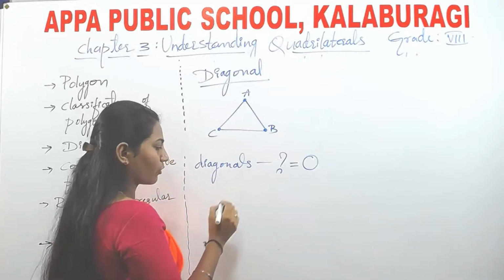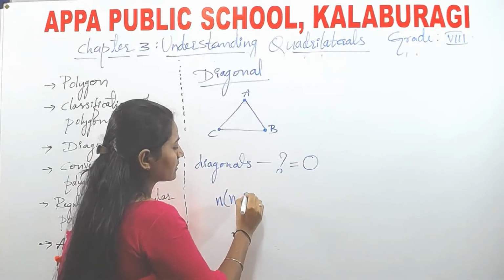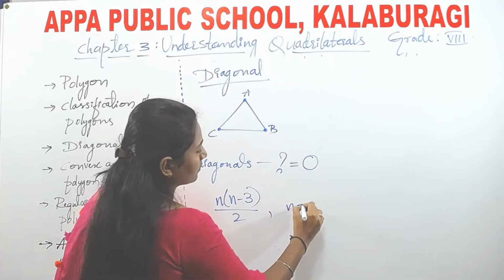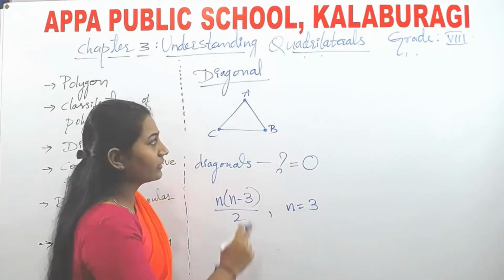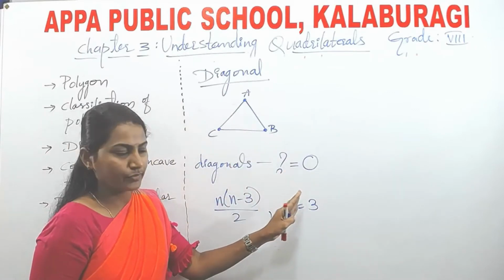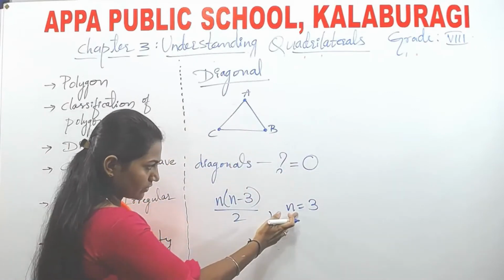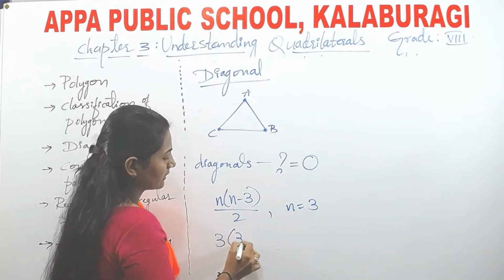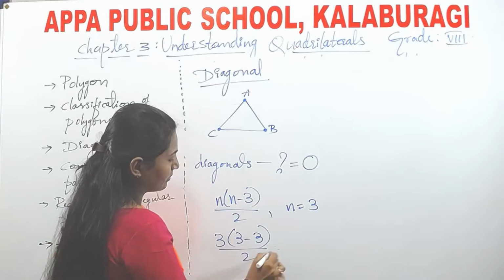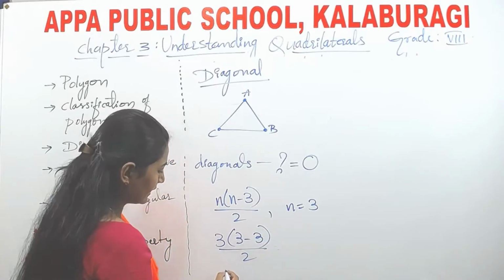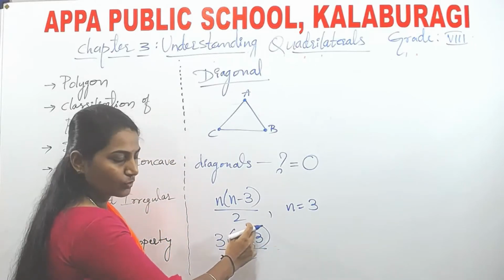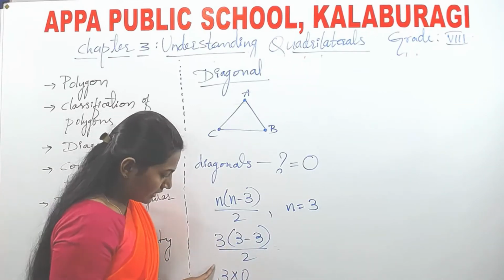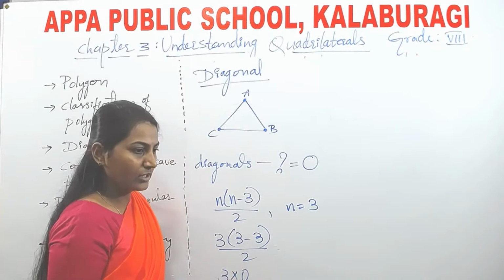Also, if you take the formula n times n minus 3 divided by 2, where n is equal to 3 for a triangle, with 3 vertices or 3 sides, substitute the value of n in this formula: 3 times 3 minus 3 divided by 2. So 3 times 3 minus 3 would be 0 divided by 2. What happens? 3 multiplied by 0, 3 into 0.